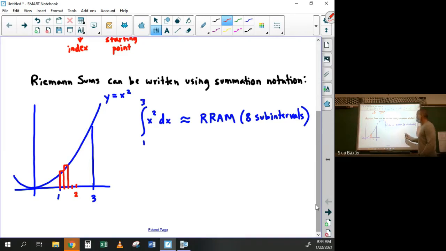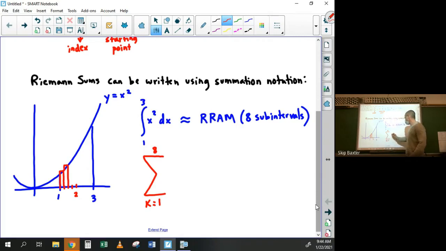So if I wanted to write that using summation notation, I could say this is the sum of k equals 1 to 8. I'm summing together 8 rectangles, right? The height of each rectangle, let's see, it would be something squared. Like the first one, I want it to be 1.25 squared. And the second one, I want it to be 1.5 squared. And the third one, I want it to be 1.75 squared. And then 2 squared, and so on, right?